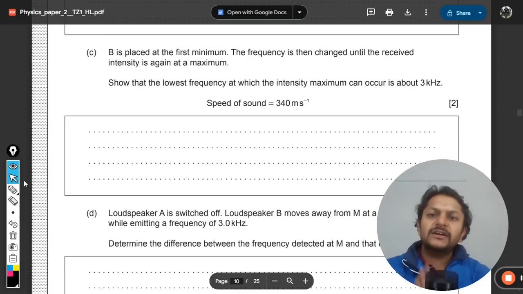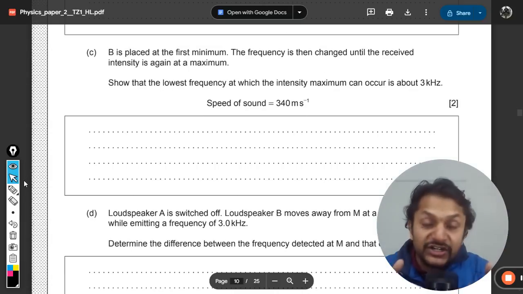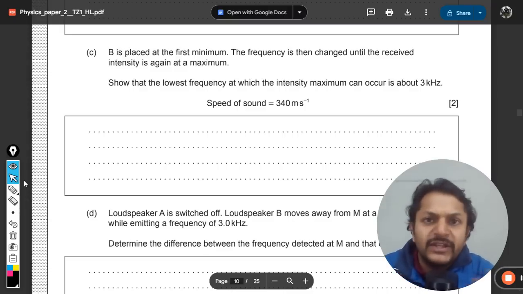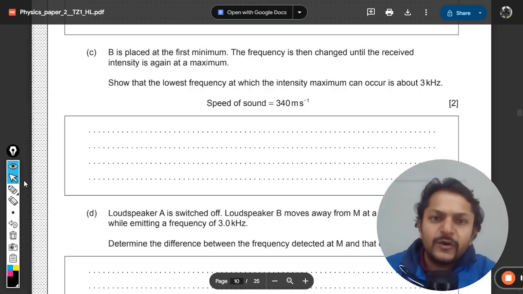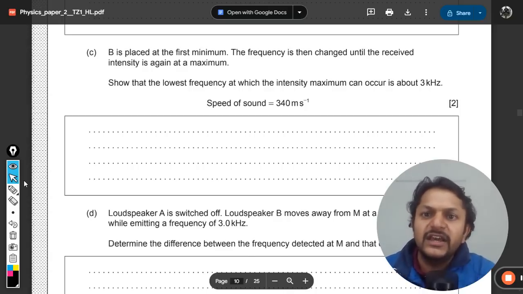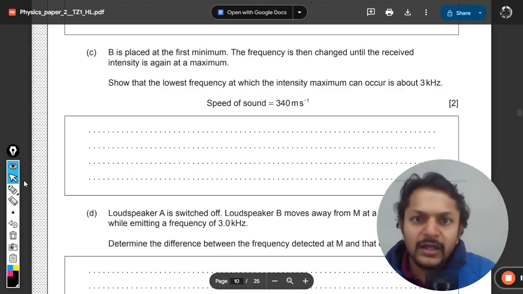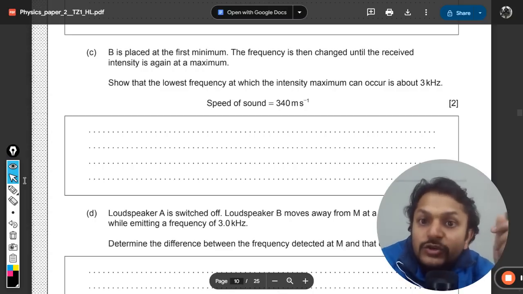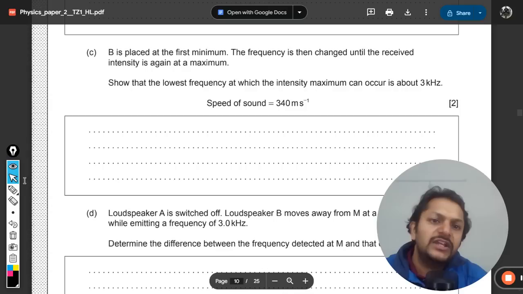B is placed at the first minimum. Okay, now we are talking about the minimas, so the destructive interference, and now I would be explaining what I was telling you earlier, that this formula is different. Please don't get confused. I will explain that point now. B is placed at the first minimum. The frequency is then changed until the received intensity is again at a maximum. So we will find the path difference from this, and then the frequency is changed so much so that a maxima is heard now. Show that the lowest frequency at which the intensity maximum will occur is about 3 kilohertz.